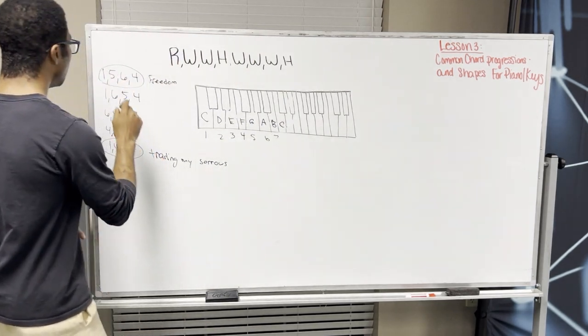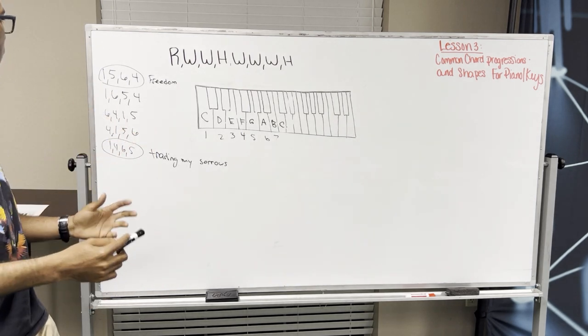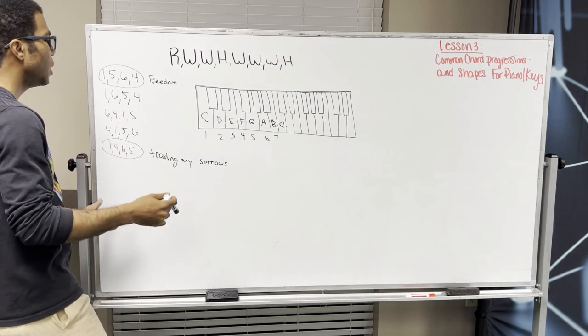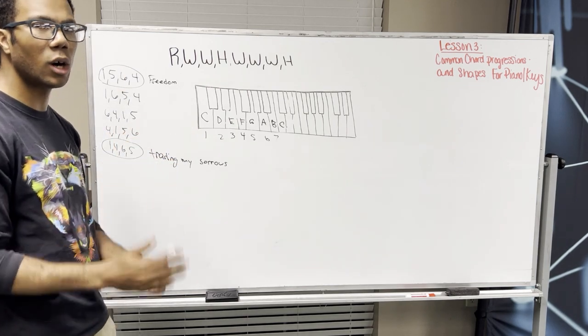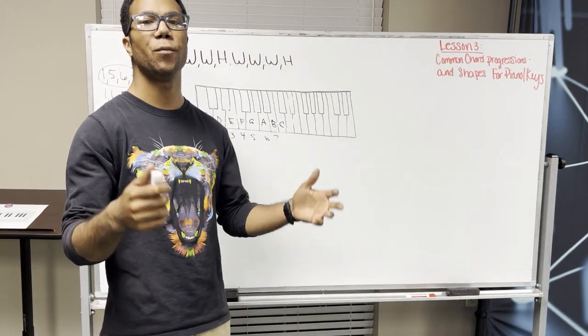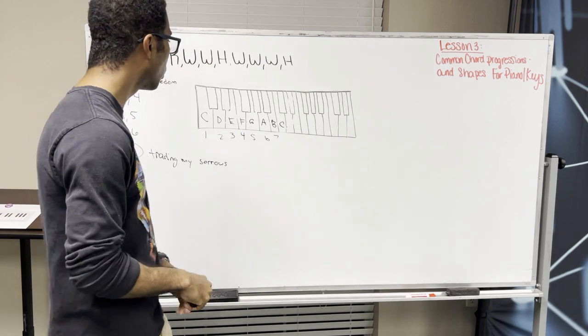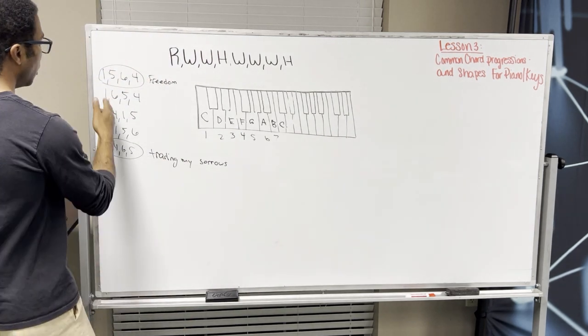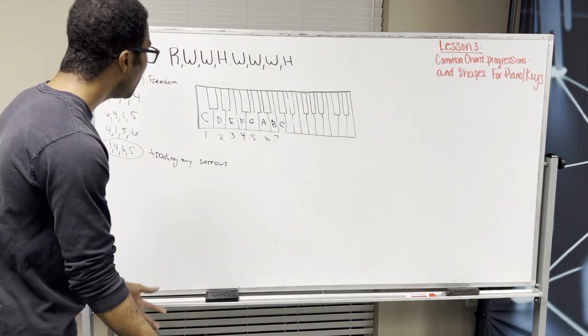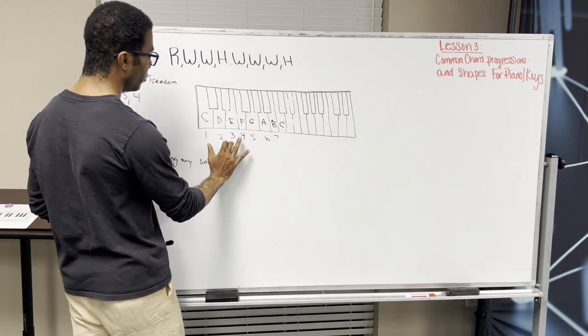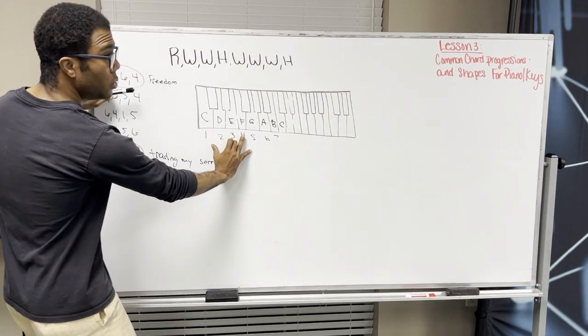But once again, we're digging into 1-5-6-4. Once again, that's 1-5-6-4. So 1, we know automatically we are starting with our root chord, whatever chord that would be, of course, a C major. A C major is where we would start. Then we would go to a 5.